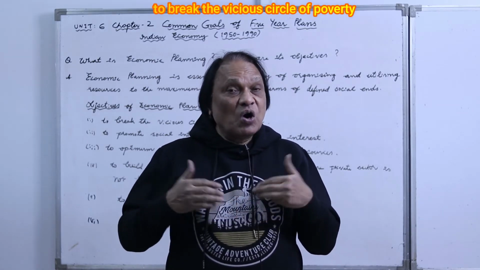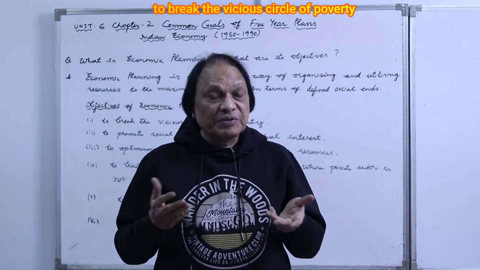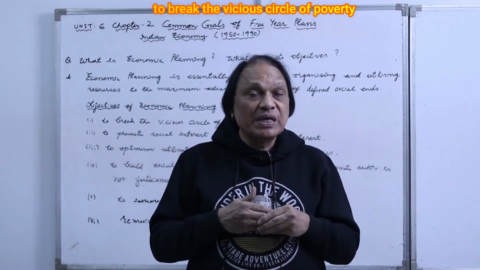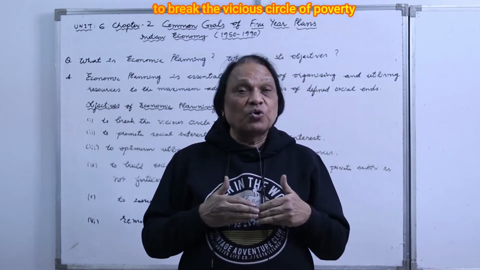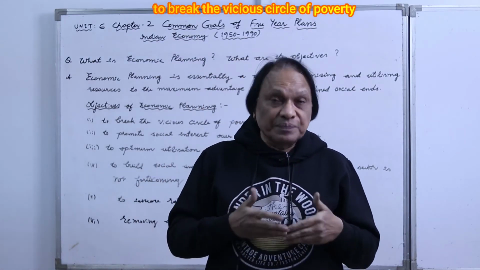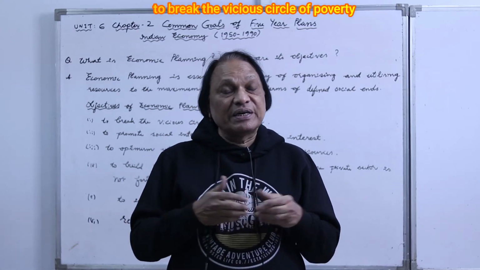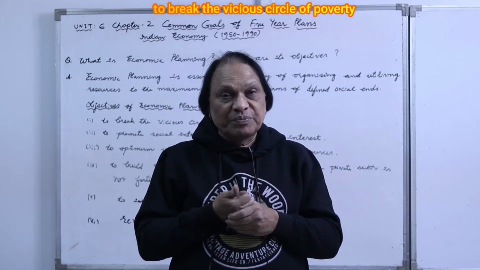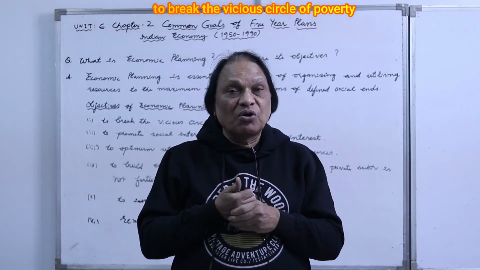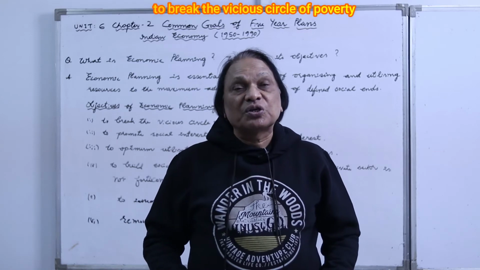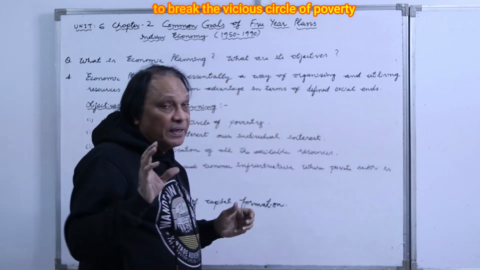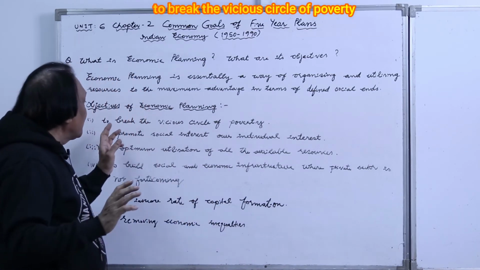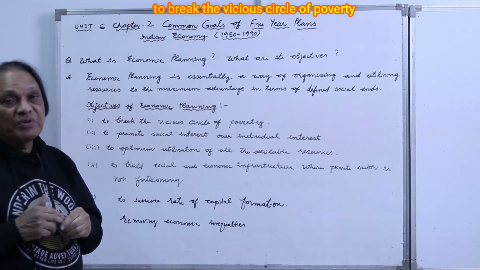If the income is low, obviously savings will be low. If savings are low, capital formation or investment is low. If investment is low, again production is low. If production is low, again incomes are low. Standard of living is low. Again the demand for goods will be low. Hence, production will be low. So this is called vicious circle of poverty. We have to break this vicious circle of poverty through proper economic planning. That's the first objective of economic planning. What is the first objective? To break the vicious circle of poverty.